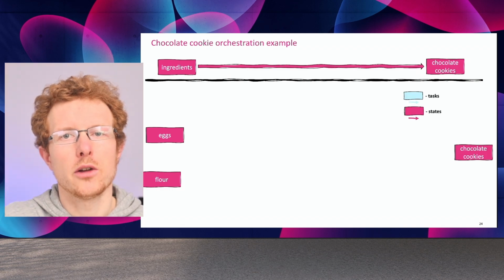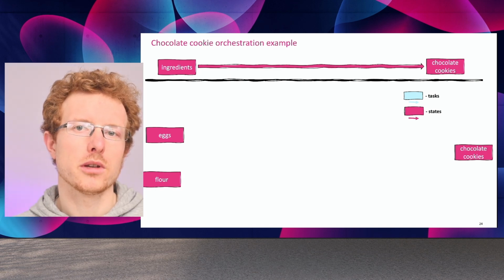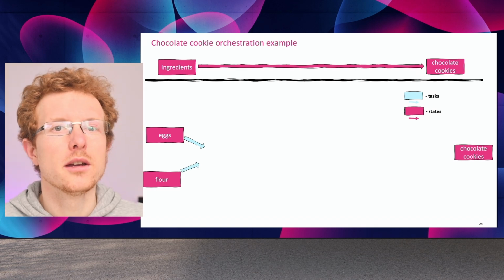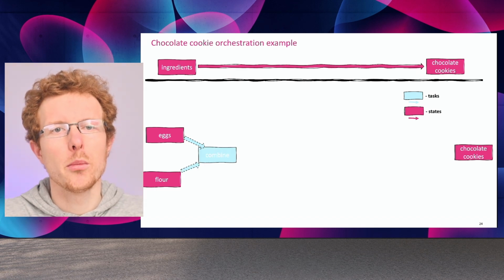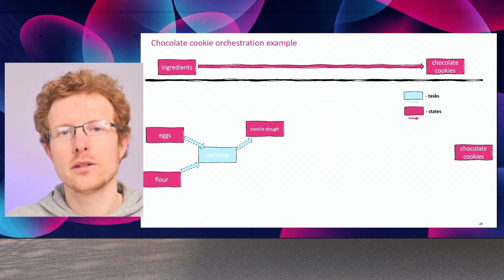And let's split this down into tasks and states, because we perform specific steps in the recipe and then we have some output. Actually, we have some input as well, or needed. That's the eggs and the flour. So let's combine this. That's the task. And the output of this is the cookie dough.